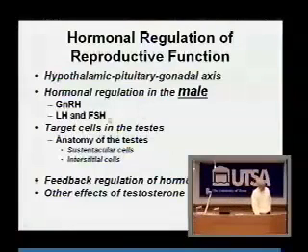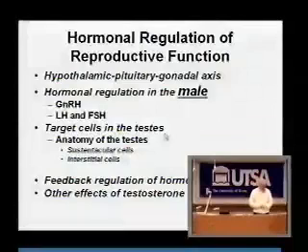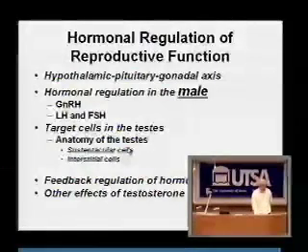So the hormones basically are going to be the same, hormones 1 and hormones 2: the GnRH, the LH, and FSH. So that's gonadotropin-releasing hormone, luteinizing hormone, and follicle-stimulating hormone. And the target cells are in the testes, and we'll review the anatomy of the testes to look at these target cells, the sustentacular cells and the interstitial cells.